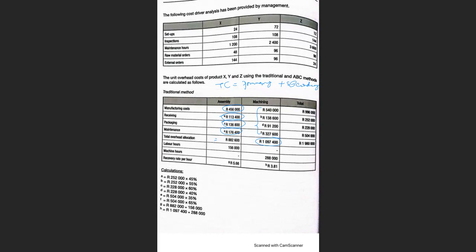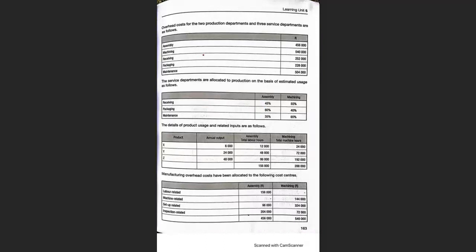You are now going to bring that to, let's look at this table. Okay, so the third table on this page, it's page 163. It says to you that the details of the total product usage and related inputs are as follows. This is how many units each product has. It's 6,000 units that were produced for X, 24,000 units of Y produced, 48,000 units of Z produced.